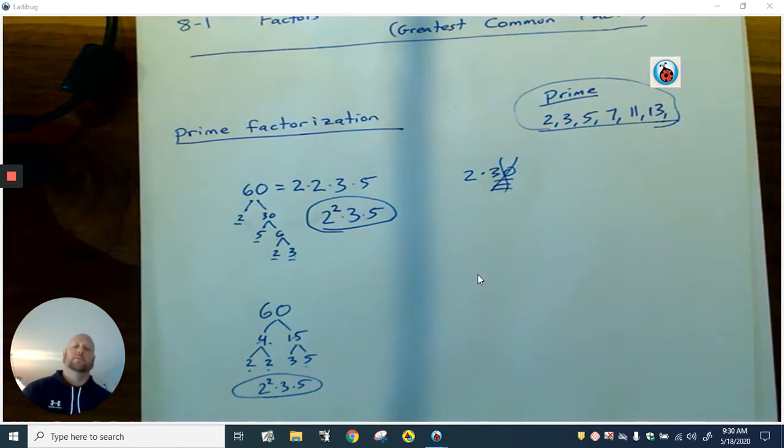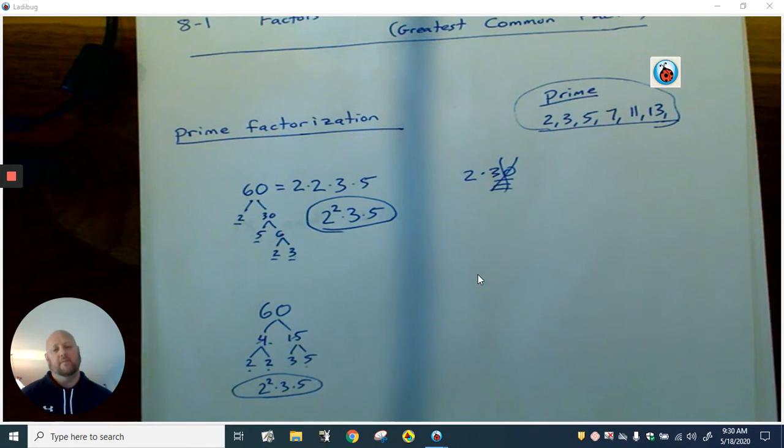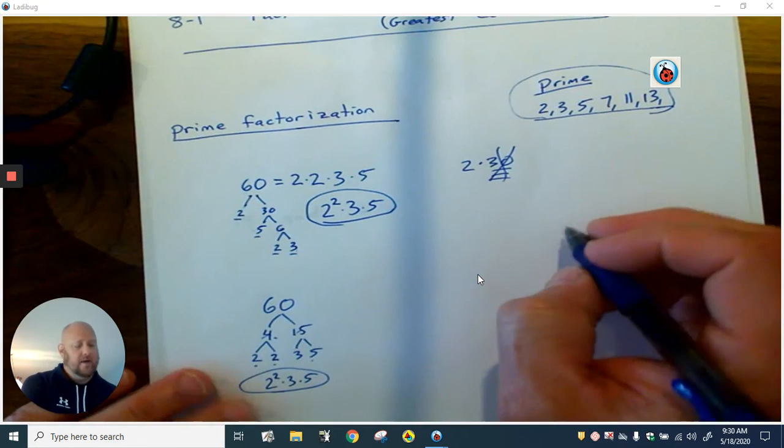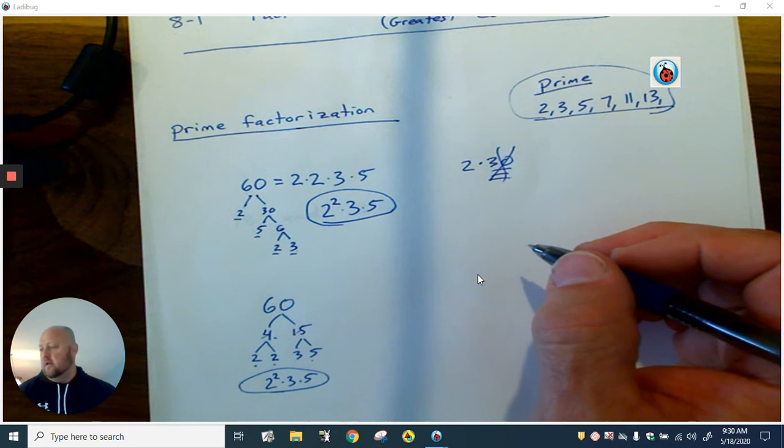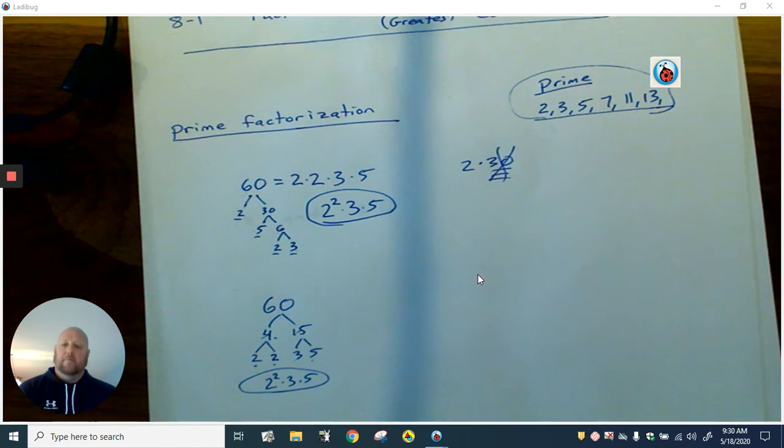So doing factor trees is one method of doing this. That's my favorite method. Another method is called the ladder method, okay?